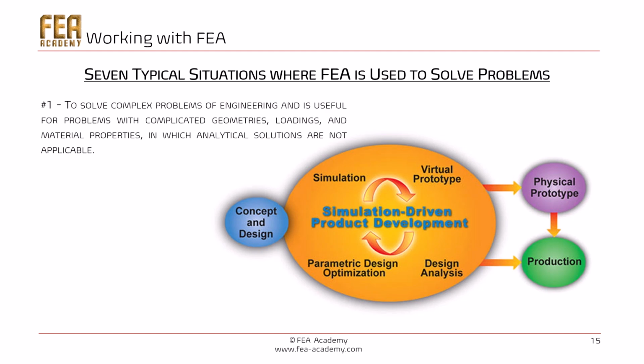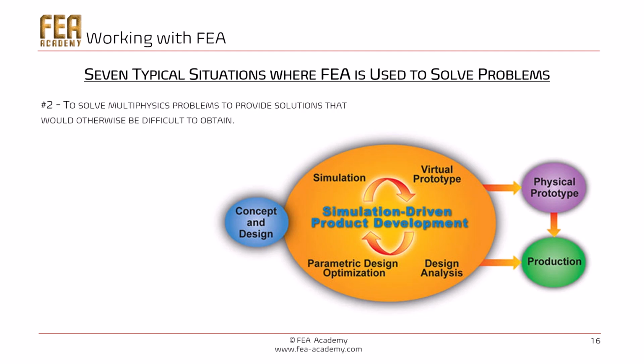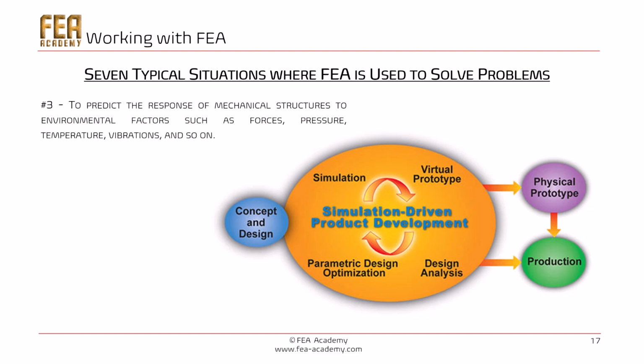There are 7 situations where FEA can help you. FEA is used to solve complex problems of engineering and is useful for problems with complicated geometries, loading, and material properties in which analytical solutions are not applicable. You can use FEA in multiphysics problems to provide solutions that would otherwise be impossible to solve with the classical methods. With FEA, you can predict the response of mechanical structures to environmental factors such as forces, pressure, temperature, vibration, etc.